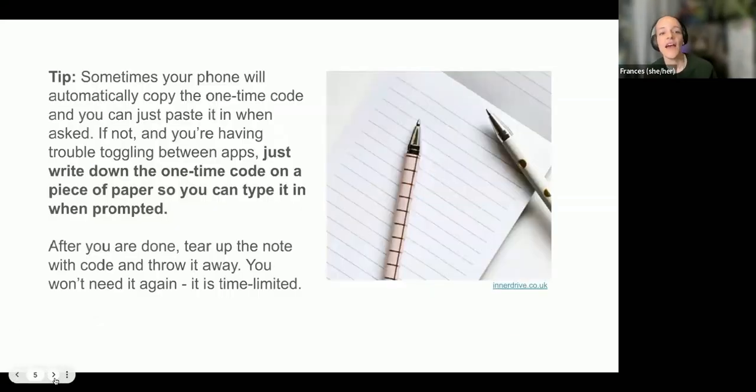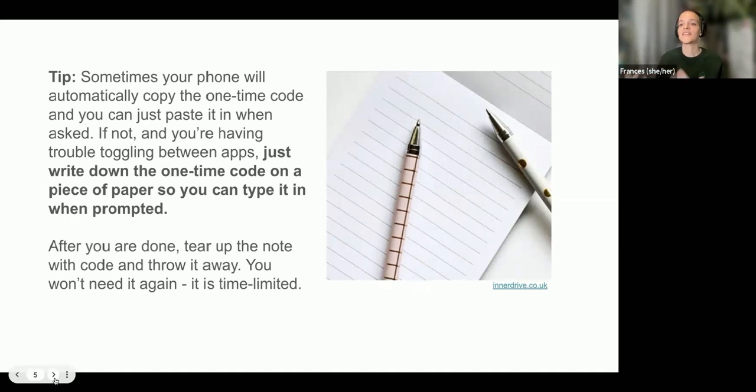Just a tip here, depending on the settings on your phone, sometimes when you get those text message codes, they will automatically copy. So you can just paste them into the blank space where they're asking for it. Sometimes they won't. And sometimes the space will be such that it won't let you copy. If you struggle with toggling between two apps, which can be really difficult on your phone sometimes, just write that code down on a piece of paper so you can go back to the app, put it in, and then throw it away when you're done. It's time limited. If somebody finds it, they're not going to be able to use it anyway.